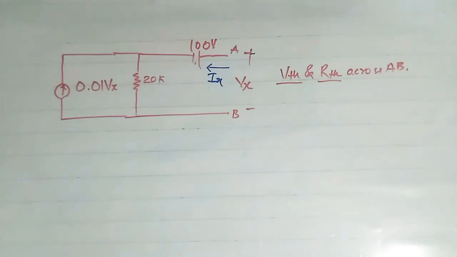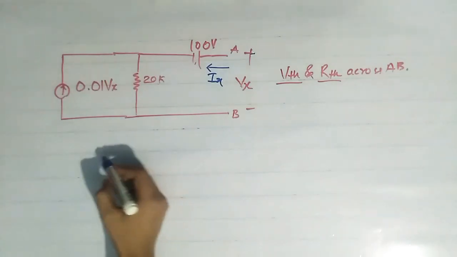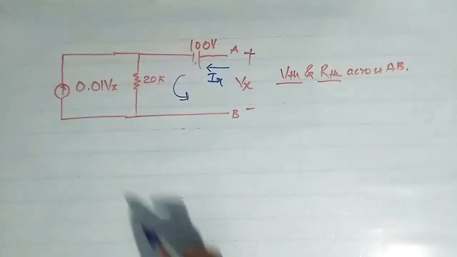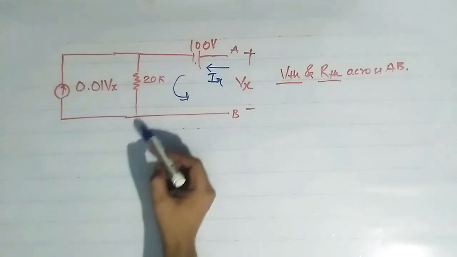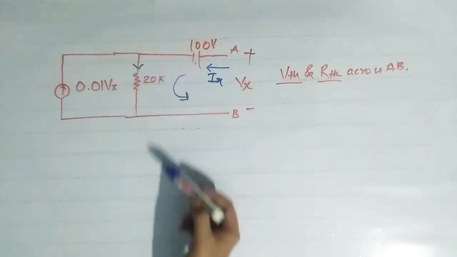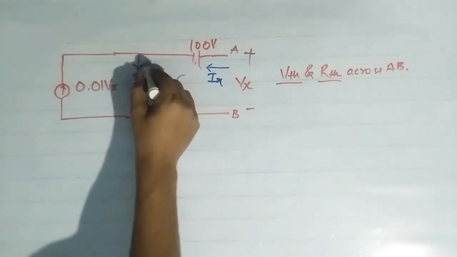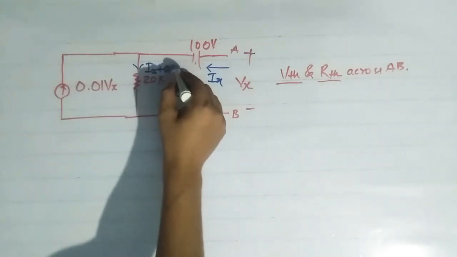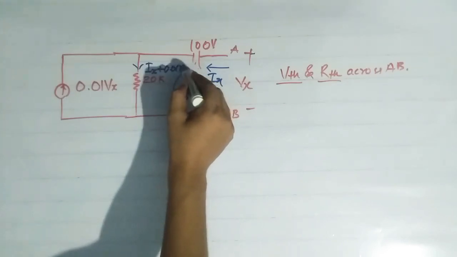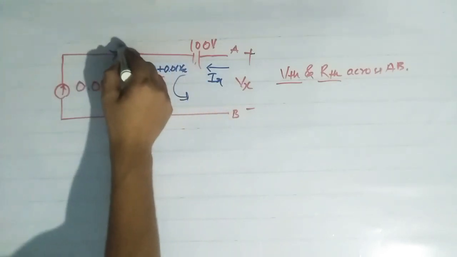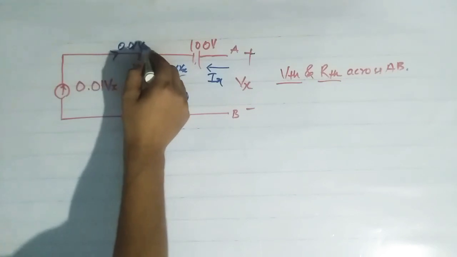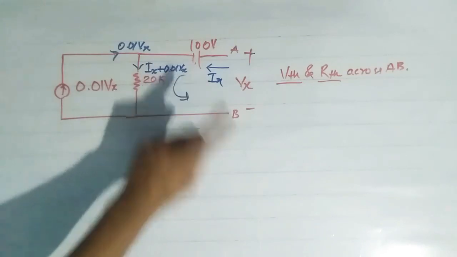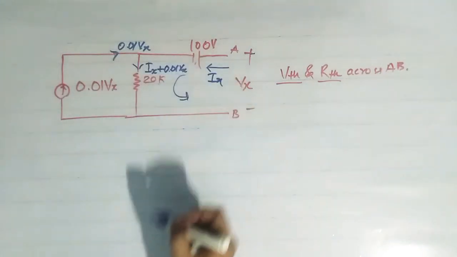Now we can write by applying KVL in this loop. Here the current is 0.01 Vx. So what is the current in this branch? It will be equal to Ix plus this current 0.01 Vx, because these two currents will add. So here the current will be Ix plus 0.01 Vx. Now we can apply KVL easily.